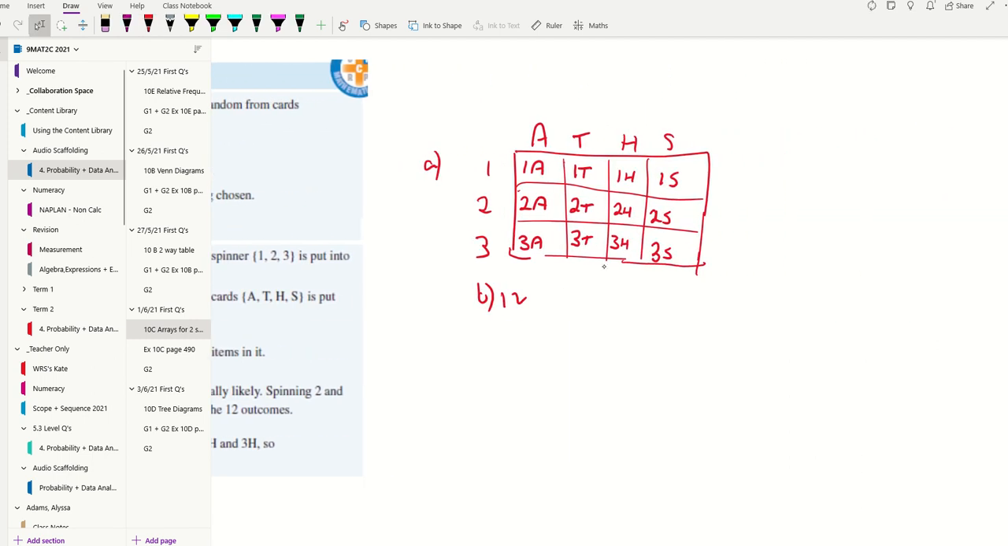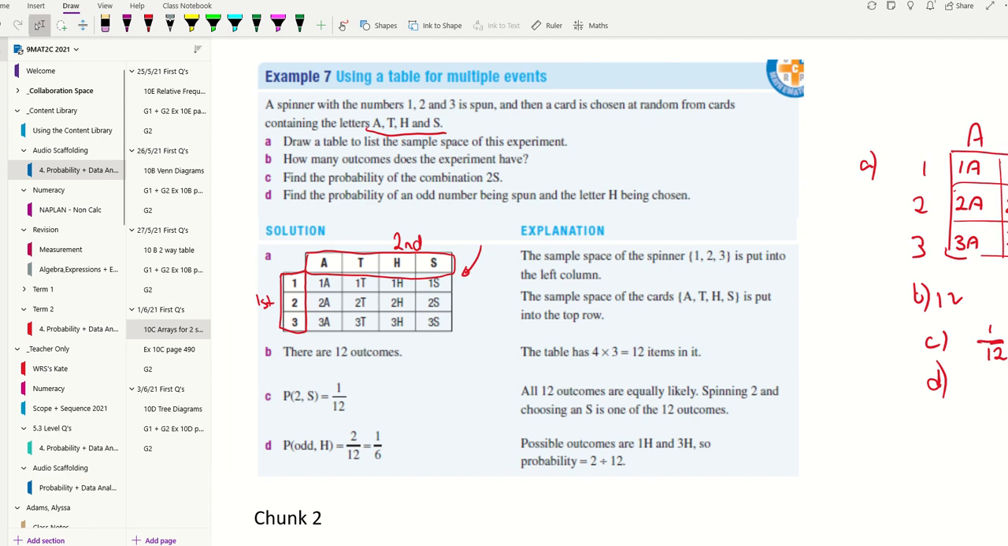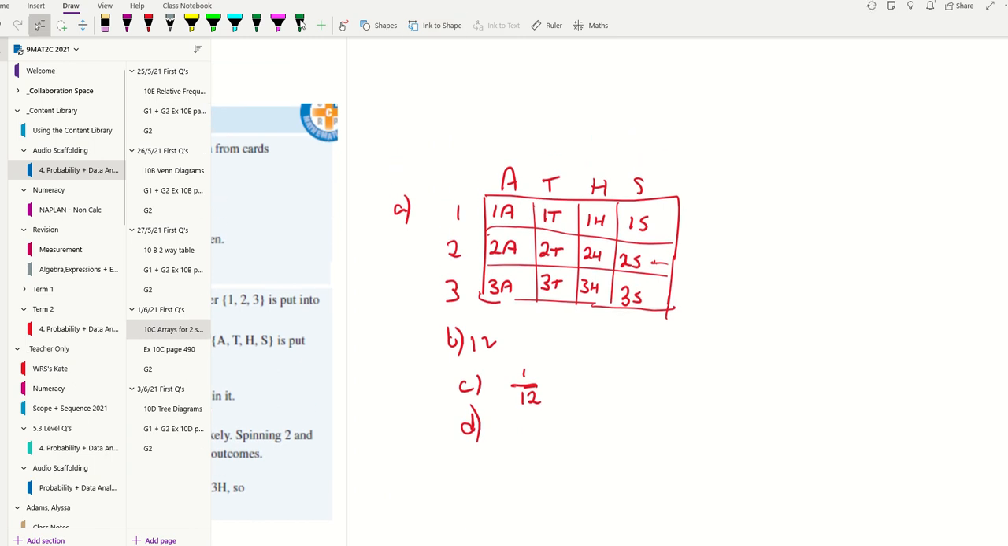So what I can see is my probability is going to be out of 12, because I've got 12 combinations. And 2S is only one 2S. 2S is over here. So it's a 1 on 12. And then it's asking me for, find the probability of an odd number being spun and the letter H being chosen. So I can have either, I've got an odd number.